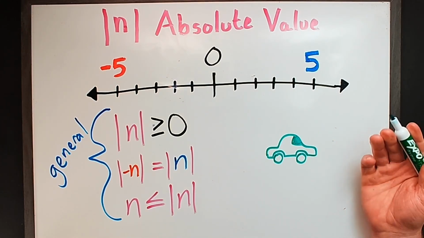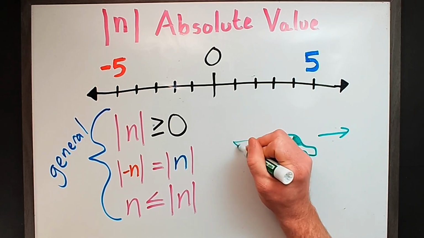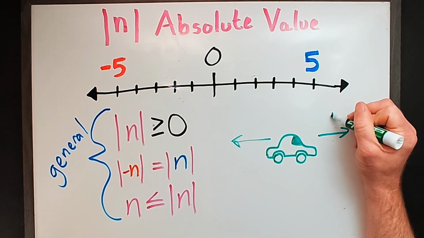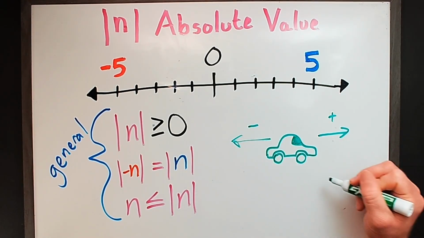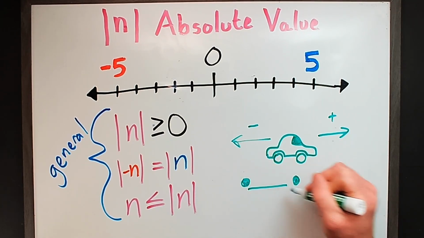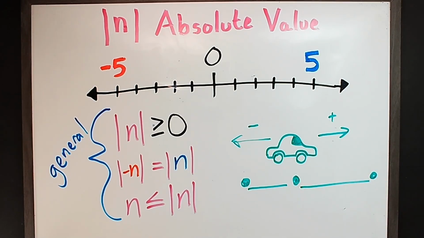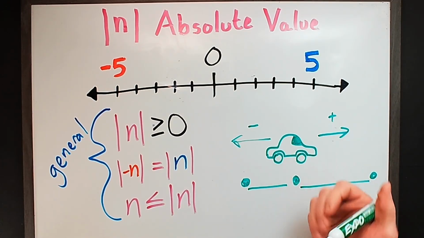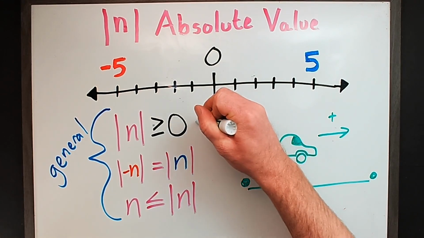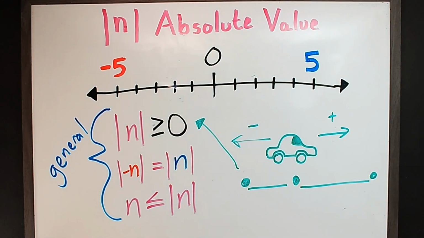Distance, for example, is always a positive number. If a car drives forward or backwards, its velocity might be positive or negative, but either way it moves, it's moving some distance, some real positive distance away from its center point. So the absolute value could be used here. Specifically, the first property. It's either been displaced from its original point or not.